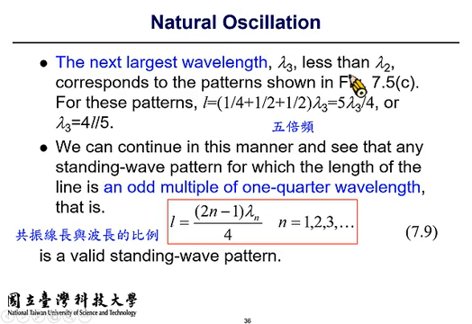Okay, so the wavelength and the frequency relationship can be concluded using equation 7.9. This is the ratio between the transmission line length and the wavelength. So if you substitute n with 1, 2, 3, 4, 5, you get a quarter wavelength, 3/4 wavelength, 5/4 wavelength, and so on and so forth.